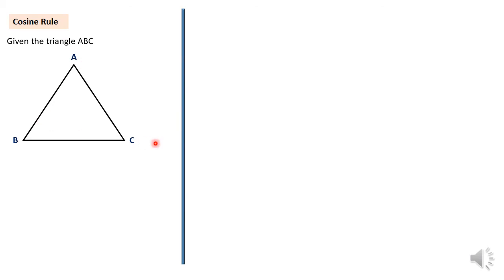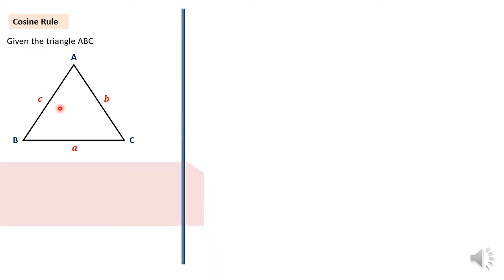Now, as we focus on cosine rule, let me say that given the triangle ABC on your screen there, where A, B, and C are representing the angles that constitute the triangle ABC. The side opposite capital A is small letter a, which is side BC, and the side opposite capital B is small b, which is the length AC, and the side opposite capital C is small c, which is the length AB. The lengths obviously are represented using small letters, and the angles are represented using capital letters.